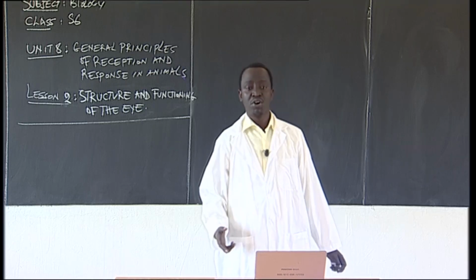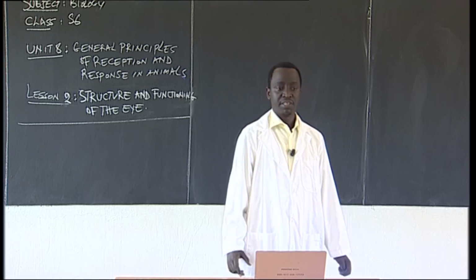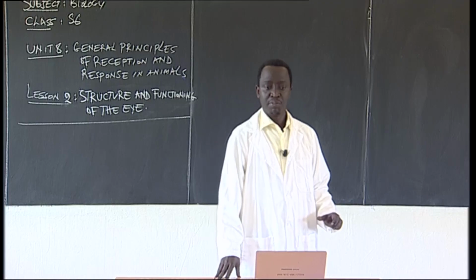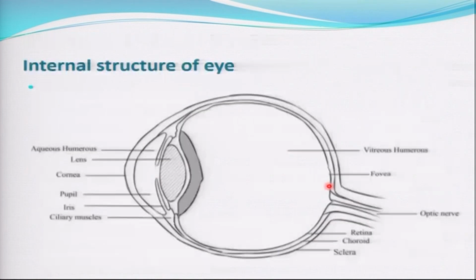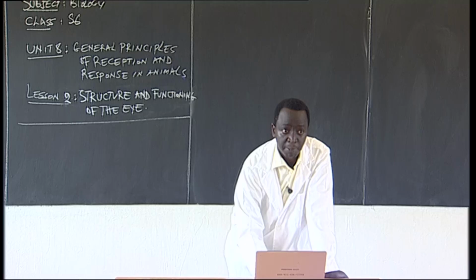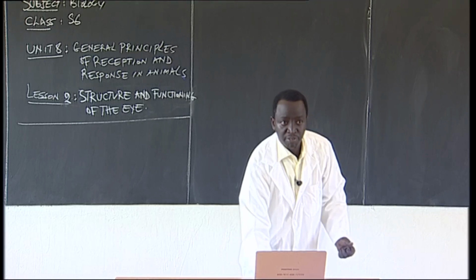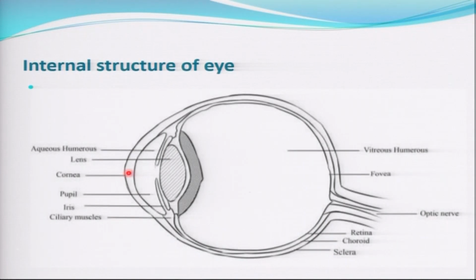We have now what we call the cornea. It is a transparent part of the eye that allows the passage of light. This cornea bends so that when the light is coming, it can pass easily. That is what we call the cornea. It's located here on this diagram. You see, this is the cornea. When the light is coming from this side, because it's transparent, it can allow the light to pass. Are you getting this? Nice.